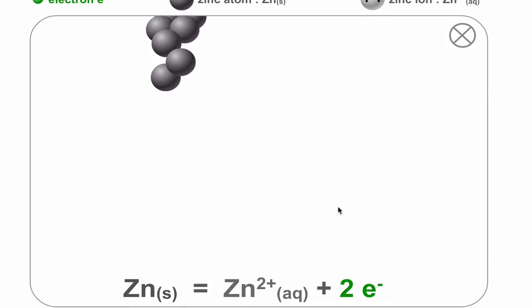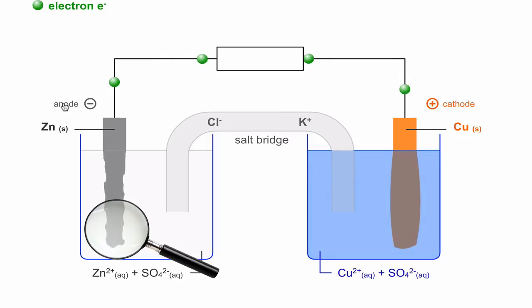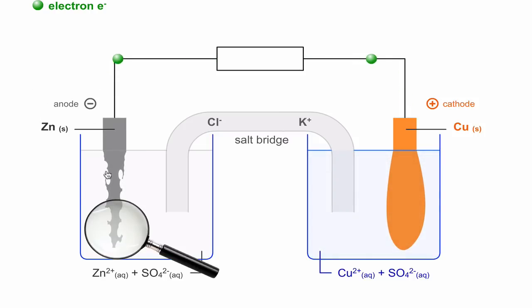Zinc is losing electrons, so this is our oxidation side of our reaction. So at the anode we have oxidation. That's something you probably want to write down: the anode is where oxidation occurs. It is losing electrons here because they're being lost and they're coming down the wire.